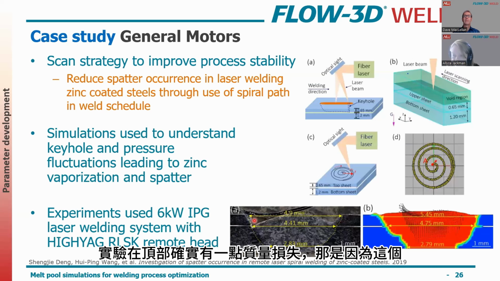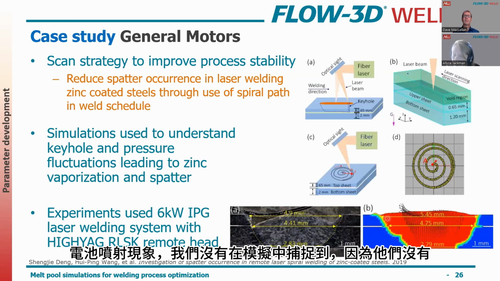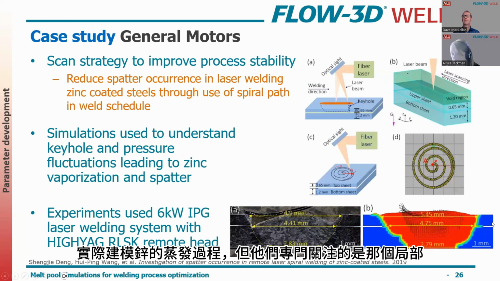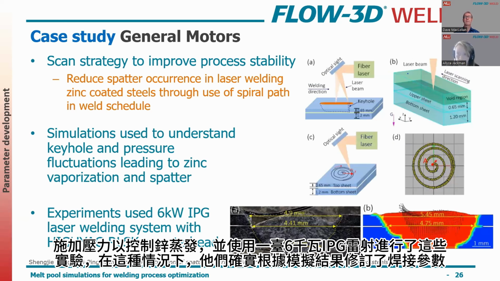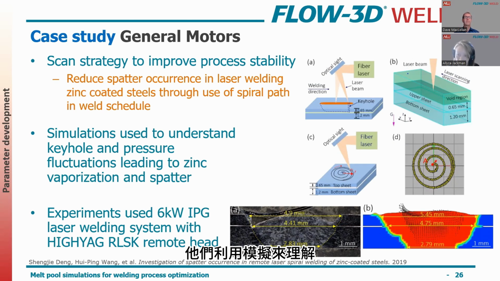The experiment does have a bit of mass loss here at the top, and that's because of the spatter ejection, which they didn't capture in the simulation because they weren't actually modeling the zinc vaporization, but they were looking specifically at the local pressures so that they could control that zinc vaporization. And they ran these experiments with a 6 kilowatt IPG as well.